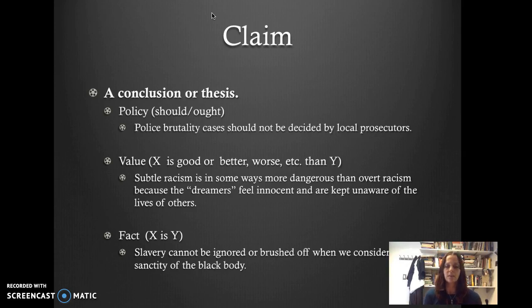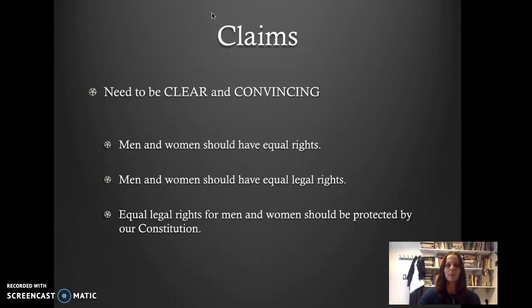Fact, X equals Y. Normally you'll hear teachers say a thesis is not a fact, which is true. But sometimes a thesis is stated so assertively that it sounds like a fact. So if you say something is something, as long as it could be countered, as long as someone could have an opposite view, that can still be a claim. But they state it so assertively that it sounds like a fact.